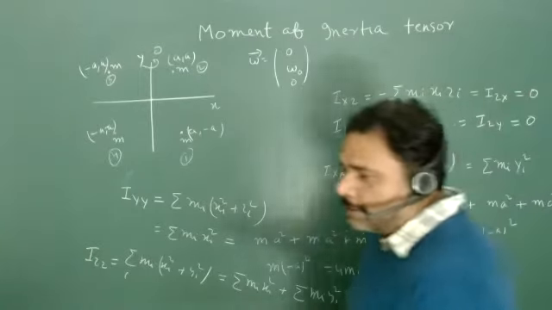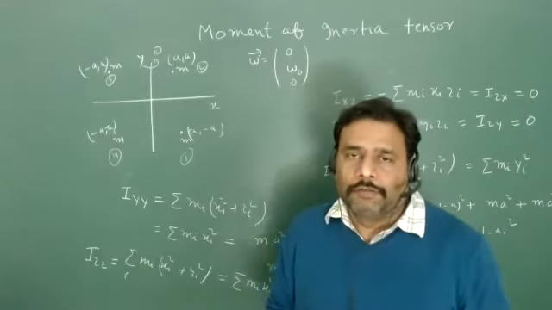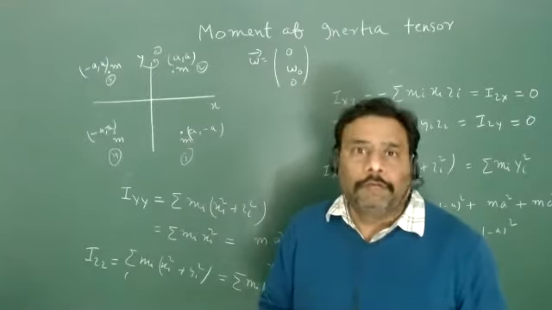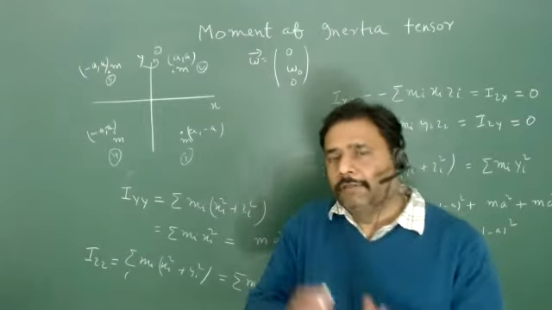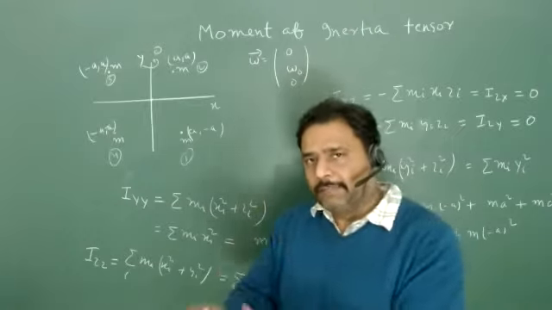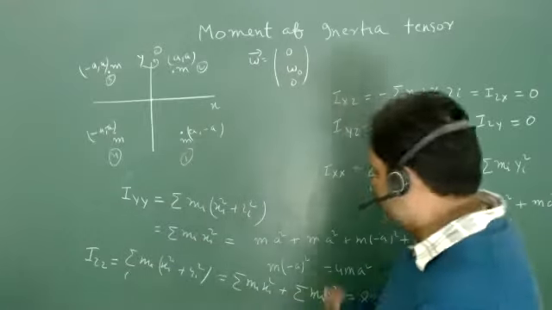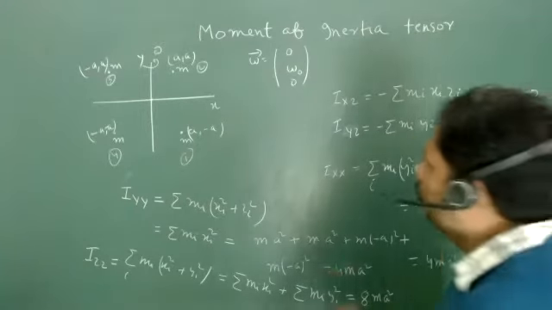And you can also see there is a theorem, known as the perpendicular axis theorem, isn't it? Izz is equal to Ixx plus Iyy. So this is something like this. Now one more term is there. What is this?